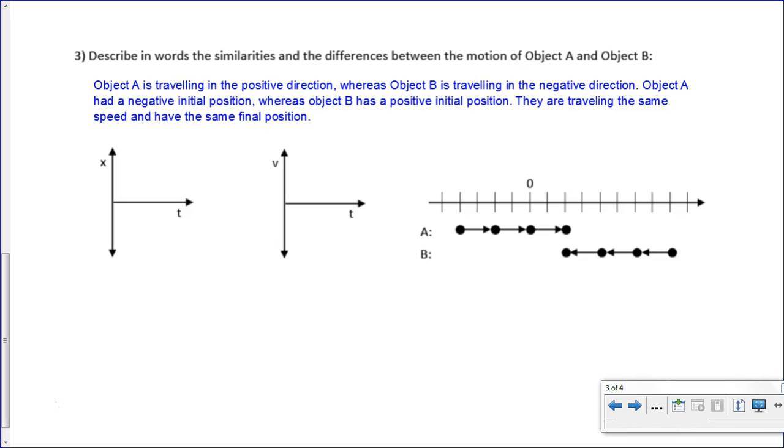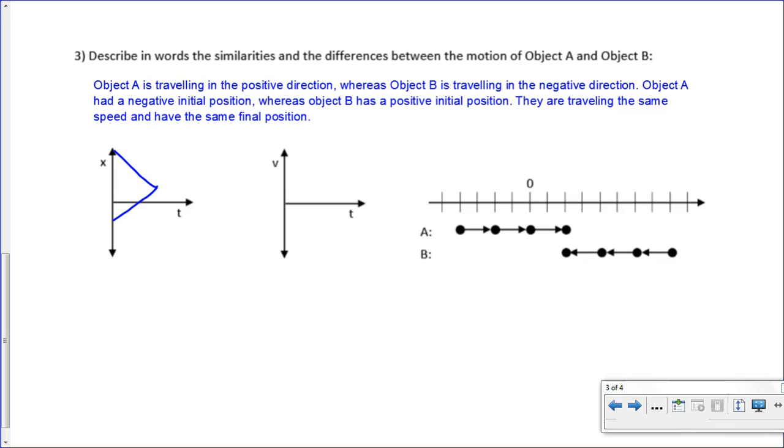So these are all things that we can read from that motion map. For the position versus time graph, to make this work, you can see they have the same final position, and that the final position that they both have is positive. And so we know they're going to end up at the same point. So what I'll do here is I'll put that out. And then since they're the same speed, they should have the same slope, just one positive and one negative. All right, so it should look something like that.